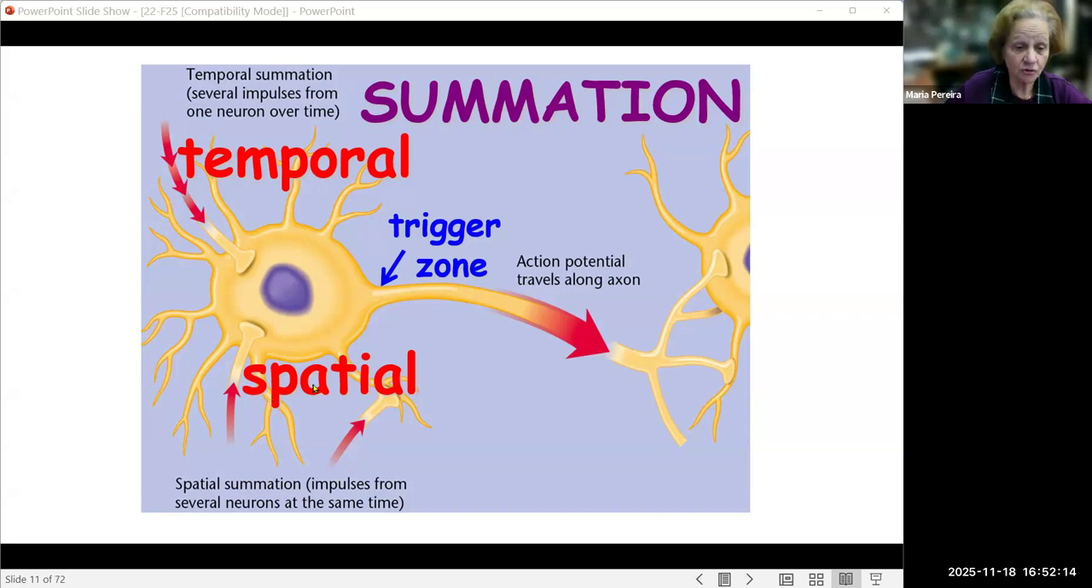How about spatial? Now, spatial, instead of having one presynaptic neuron stimulating it continuously or frequently, now you have several neurons, several axon terminals releasing some neurotransmitter and causing a certain level of depolarization. And then adding all that up, it might reach threshold. So the summation, the result of the effect of these presynaptic neurons, can be temporal or spatial.